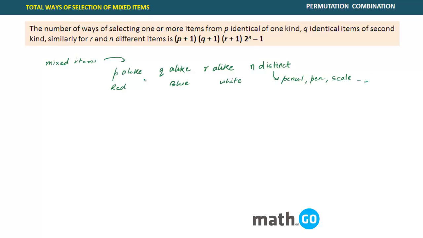So in how many ways out of this particular bag can you now select items? Very simple again. For p identical items, what was the answer? p plus 1. For q alike, q plus 1. For r, r plus 1. For n distinct items, we just did 2 raised to the power n, and minus 1 for at least one selection. So this answer is for at least one selection. Right? You got it? I think you people might have now got what I'm talking about.